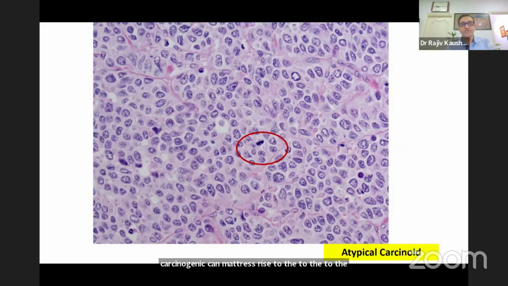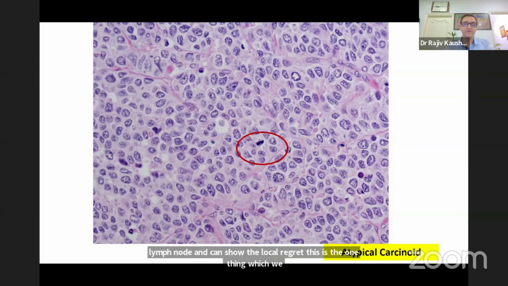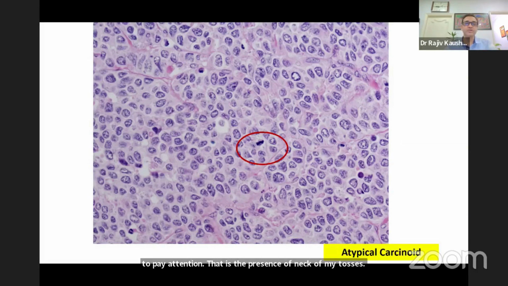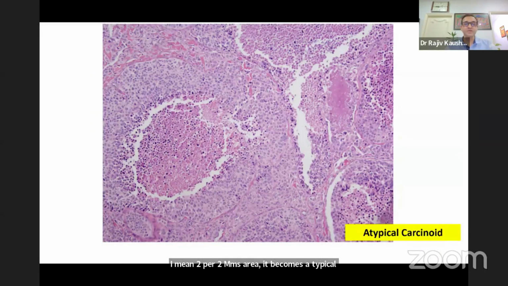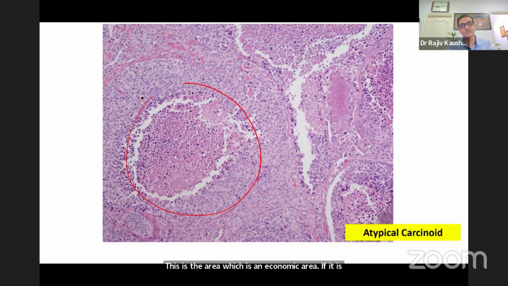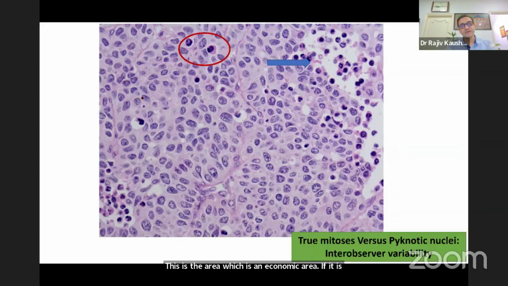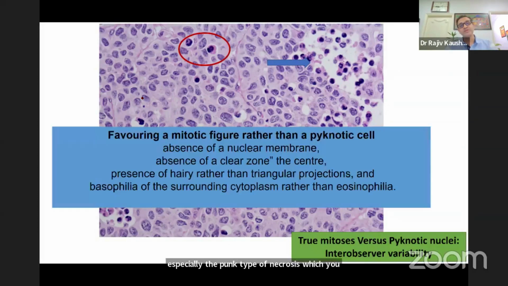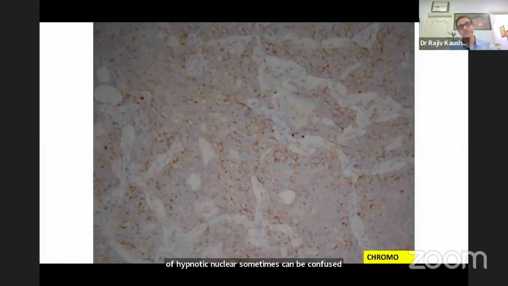This is the one thing we have to pay attention to, that is the presence of mitosis. If there are more than 2 mitoses per 2 mm square area, it becomes an atypical carcinoid. And the necrosis, this is the necrotic area. Especially if the punctate type of necrosis is seen, these are the criteria to call it an atypical carcinoid. As pathologists, we have to be very careful when evaluating mitosis, because pyknosis or pyknotic nuclei can sometimes be confused with mitosis, and we have to be very careful in interpretation of that.